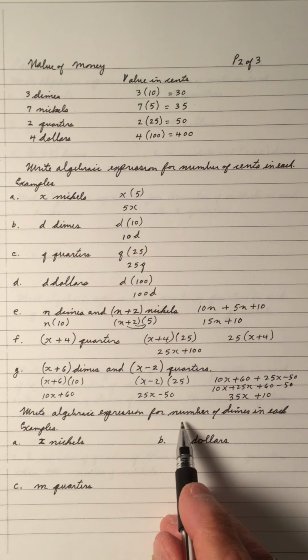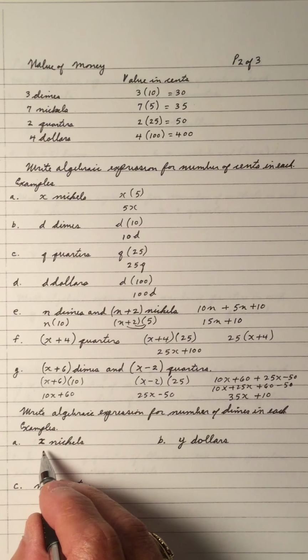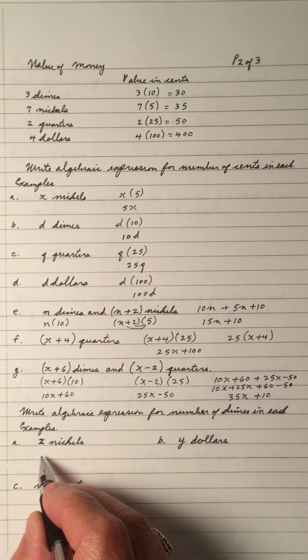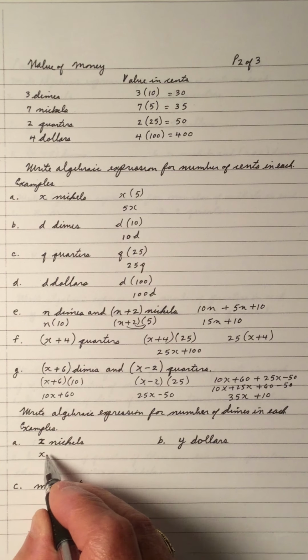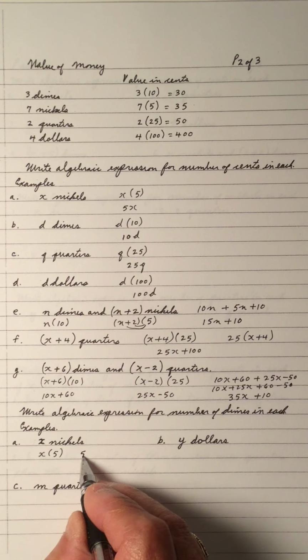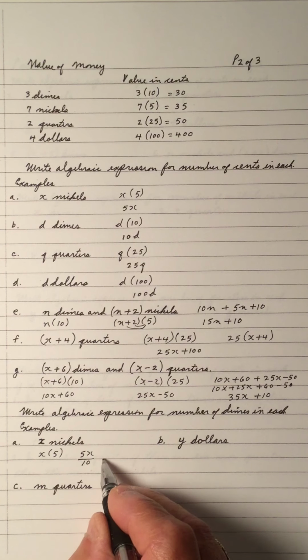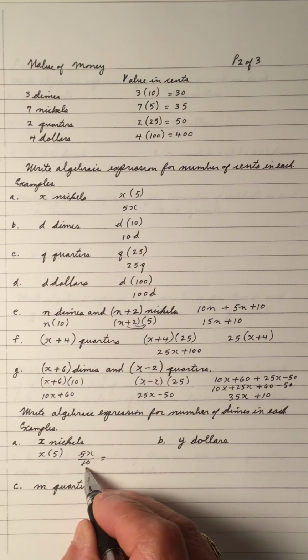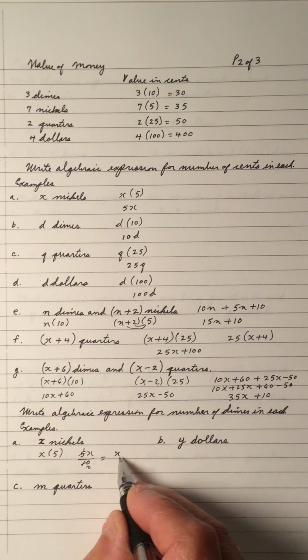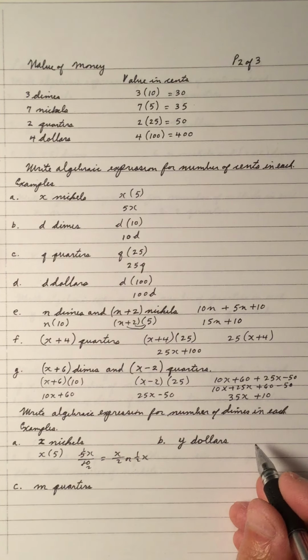Write an algebraic expression for the number of dimes in each. If you have X nickels, how many dimes do you have? Well, if you got X nickels, it's X times 5 because the value is 5 cents. So that's 5X. And to get the number of dimes, we divide by 10. And so 5 cancels into 10 twice. So we get X over 2, or we could have 1/2 X.